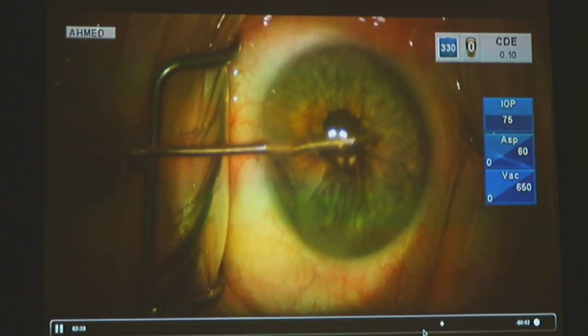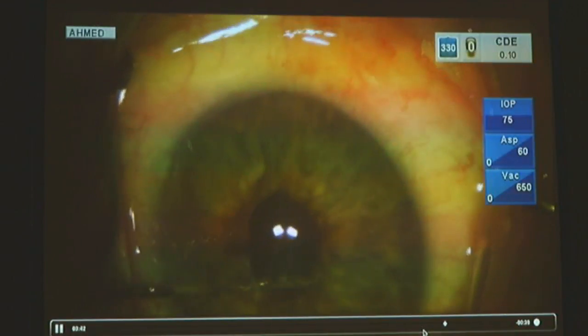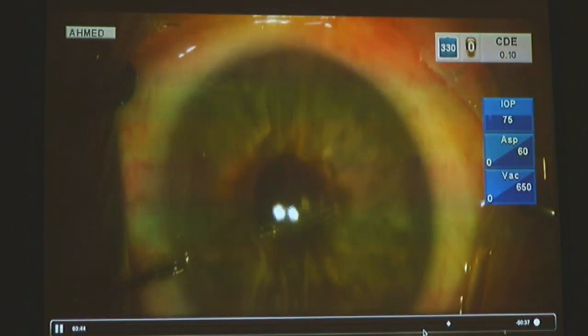And now we basically can lock the knot in place. I like to make the pupil about 3.5 millimeters.